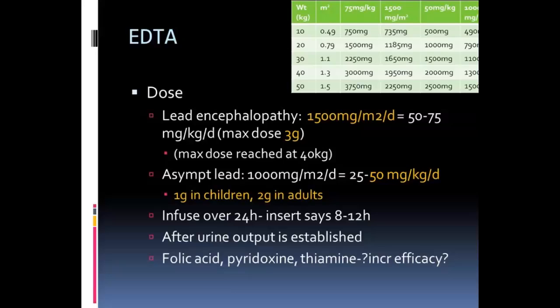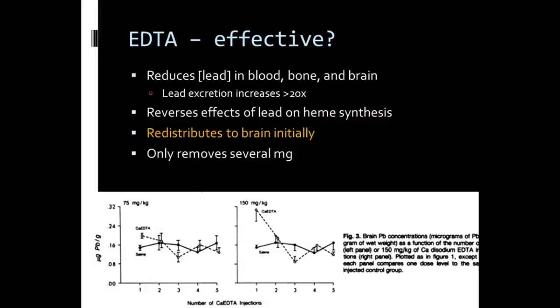And there is some evidence that potentially giving things like folate and pyridoxine and thiamine may increase efficacy. It's not very good data, but it's commonly used, so just so that you're aware. It is certainly effective. It reduces lead concentrations in blood and bone and brain. It's one of the few chelators that actually has a functional endpoint difference. It actually reverses lead's effects on heme synthesis. So this is effective. The downside is that it redistributes to the brain initially.